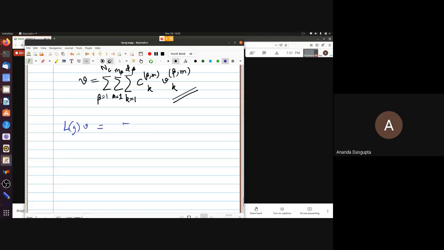What will happen? You have this sum over beta, m and k. I'm not writing the limits because they're going to be these anyway. LG acts on this. LG is a linear operator. So what does it do? It simply goes into the sum, ignores the coefficients, and hits the vectors.